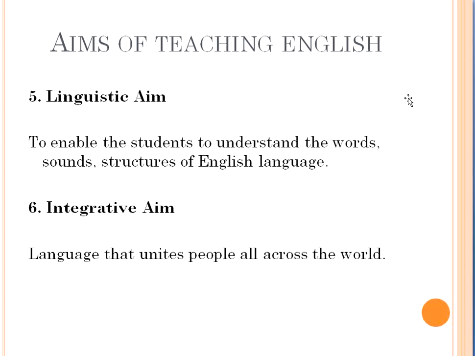Now what is the sixth one? The sixth one is integrative aim. Now we can understand, I have already mentioned that English becomes the language of the world. So now suppose a person from India might speak Hindi or any other regional language, but if he or she wants to communicate with a person from the outer world, definitely he will have to take help of English language. Getting the point? So the language that unites people across the world is nothing but English language. English is a common language all over the world. That is why it has an integrative aim too.